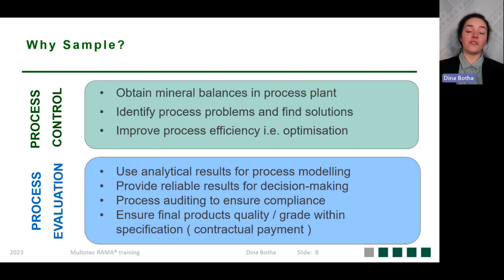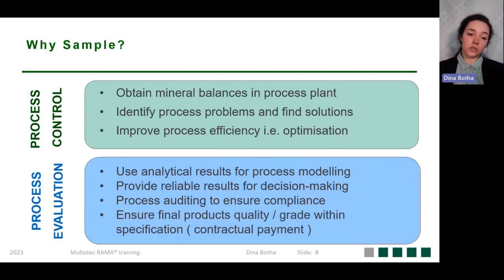On the other hand, we have process evaluation samplers. These samplers usually take a batch sample over a shift period and can be used for metallurgical accounting purposes. These analytical results can be used for process modeling. They are reliable and can be used for decision making. They can be used for process auditing purposes. And ultimately, they are used to ensure that your final product is within the correct quality or grade as the client specified. And they can be used for contractual payment purposes.